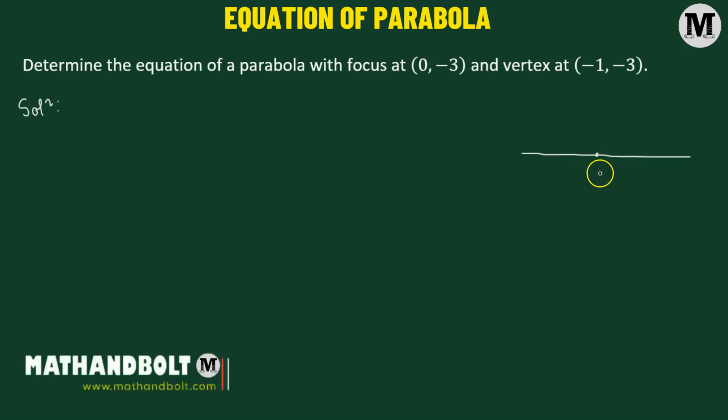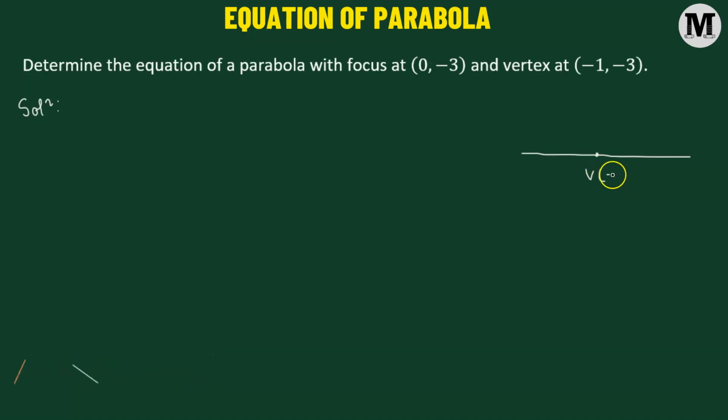Let's say one of the points is denoted by V with the coordinates (-1, -3). This is going to be the coordinates of the vertex of the parabola. And on the same line, we have another point with coordinates (0, -3). Now, by definition, any line on which the vertex and the focus of the parabola lie is going to be referred to as the axis of symmetry line.